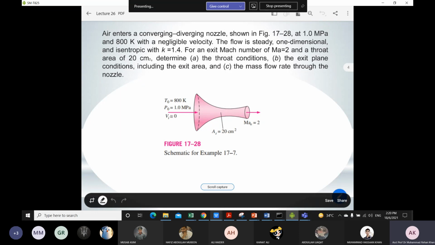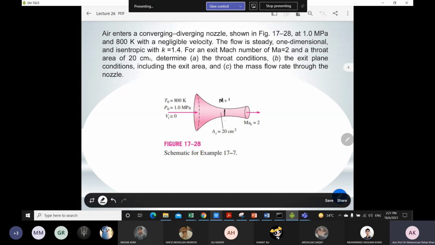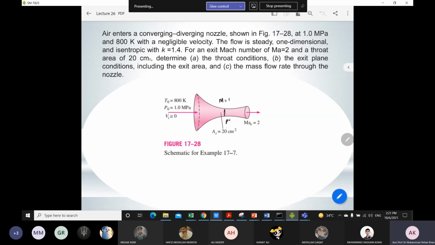The k value is known to you. For an exit Mach number of 2 and a throat area of 20 centimeters squared, you have to determine the throat condition and exit plane condition, including exit area, and part C is to find the mass flow rate through the nozzle. Okay, so this is the required thing. What is the meaning of throat condition? As I already told you, the throat in the converging-diverging nozzle is the area where your Mach number is equal to 1, and the properties related to this area are referred to as P star.